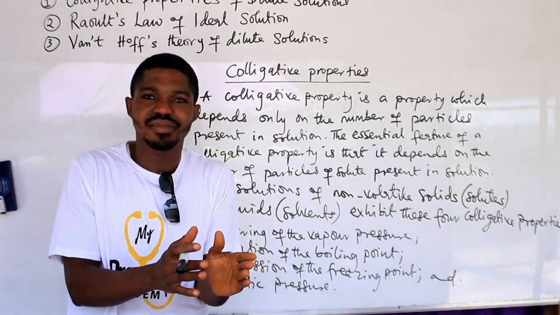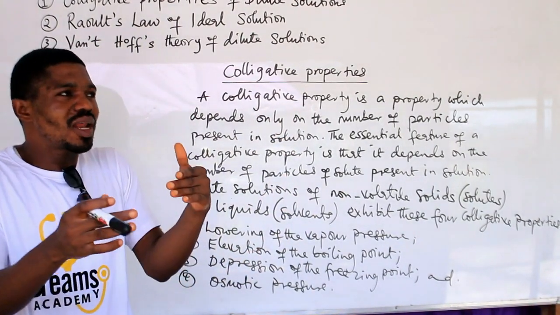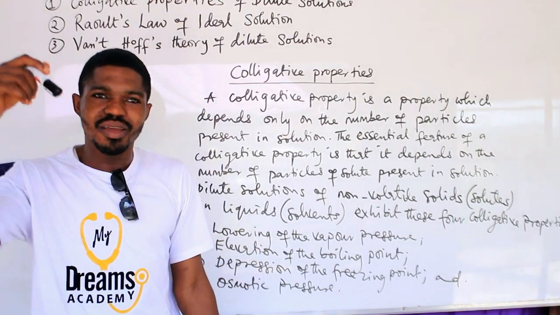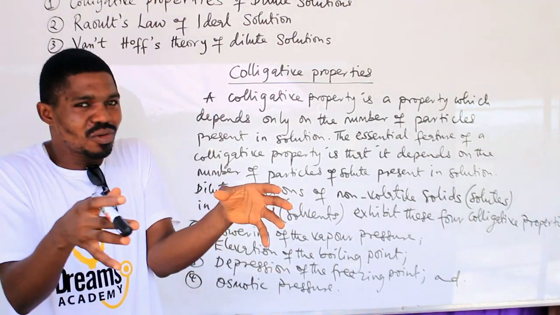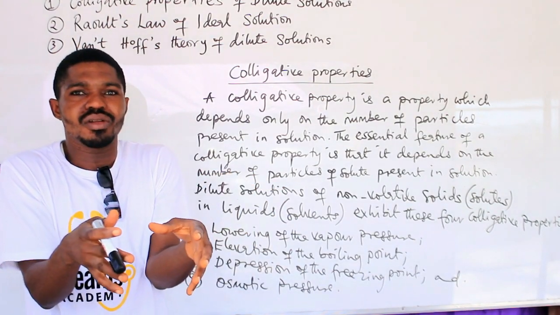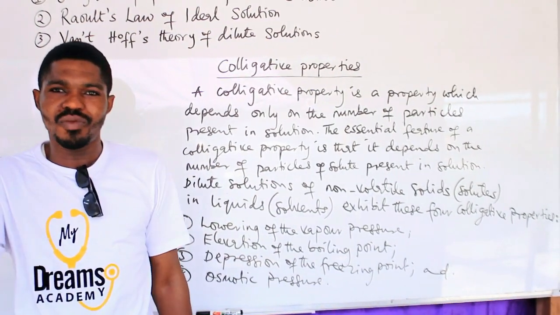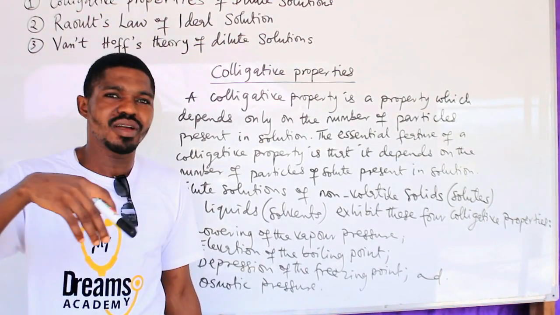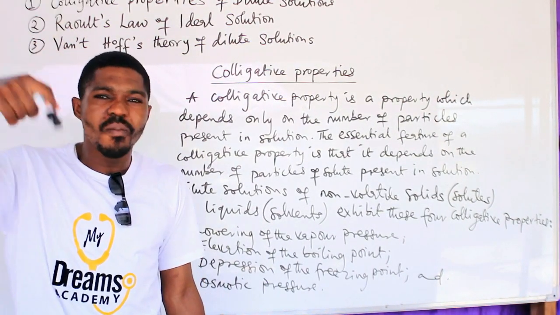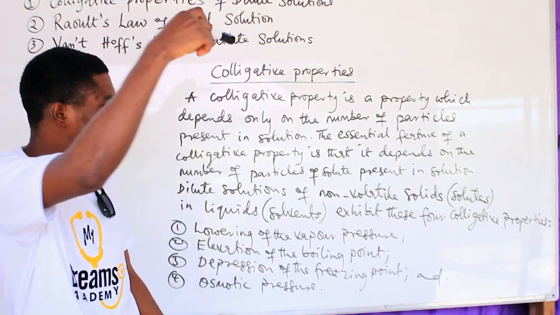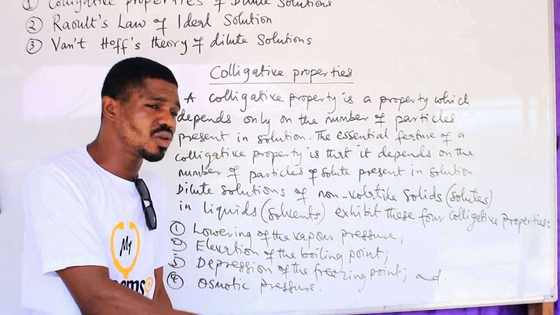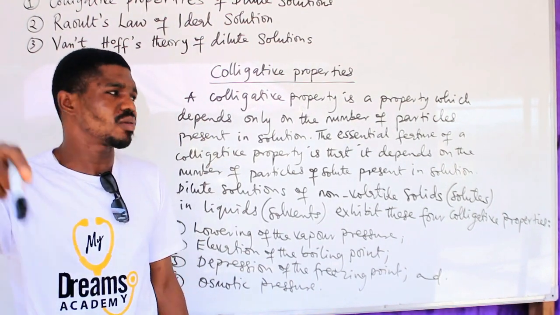Together. So we're talking about a property of a solution that will depend on the number of particles that are together in a solution. Not necessarily on the type of particle or whether the particle is reactive or not reactive. Our interest is on the number of particles that are present in solution, not on the type of solute.